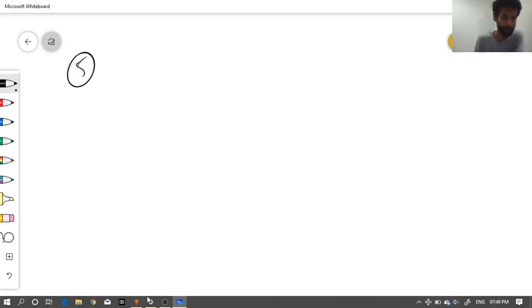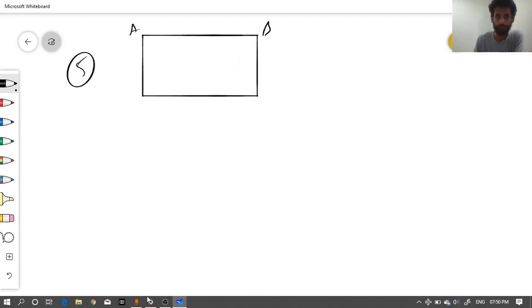Question number 5. A rectangular piece of land measures this by this kilometer. Each side is to be fenced with 4 rounds of wire. The wire needed is... So again a rectangular field ABCD. Here the length given is 0.7 and the breadth given is 0.5.